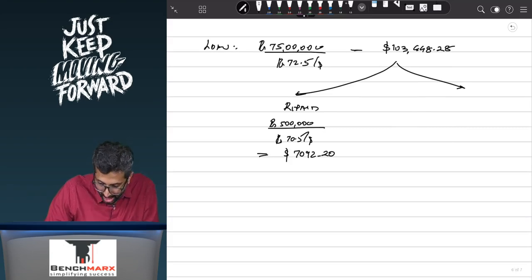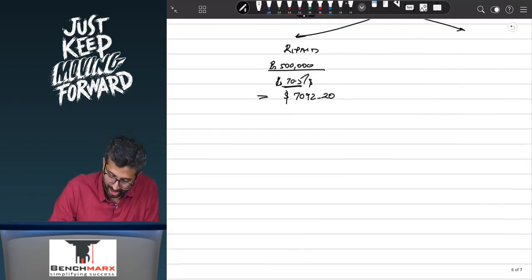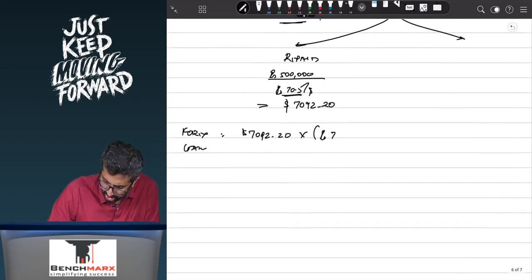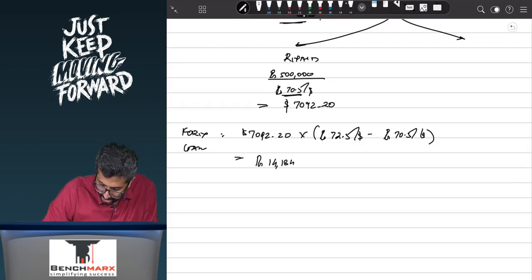Now this was repaid when the rate was 70.5, but you had recorded every loan balance at 72.5, and therefore there would be a forex gain on the repayment of $7,092.2 per dollar into rupees 72.5, which is your ledger balance of the liability, but when you paid, the rate was only 70.5, that is 2 rupees per dollar. So into 2, you will get around rupees 14,184.4. So this would be my forex gain, but there is some amount which is still outstanding.